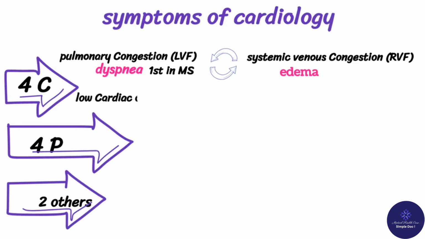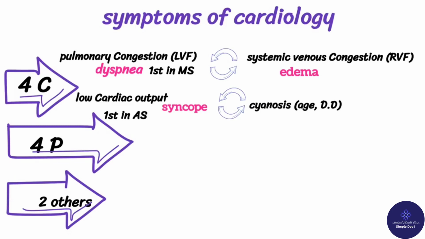Low cardiac output occurs first in aortic stenosis and is manifested by syncope. Low cardiac output is related to cyanosis. Cyanosis, age and differential diagnosis. Age of onset: since birth in Fallot's tetralogy. A few years after birth in Fallot's trilogy.